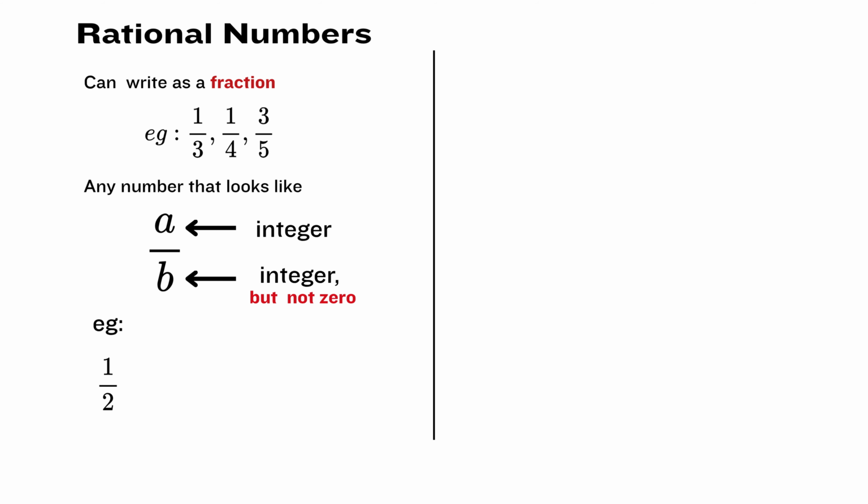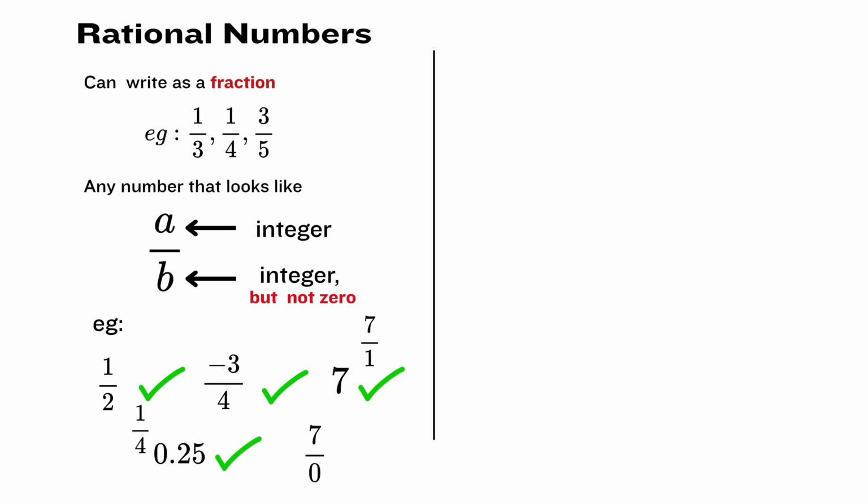1 over 2. Ratio of 2 integers, so that's rational. What about -3 over 4? Yes, that's rational too. What about 7? You can write it as 7 over 1. So, ratio of 2 integers, so it is rational too. 0.25. You can write it as 1 over 4. So it is rational. What about 7 over 0? Uh-oh, not allowed. Can't divide by 0.